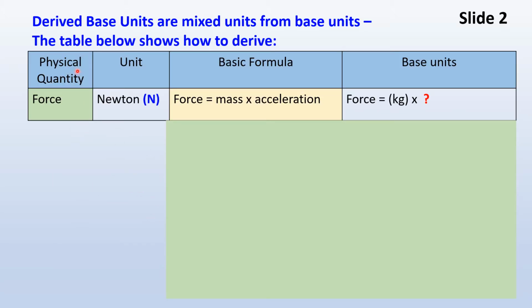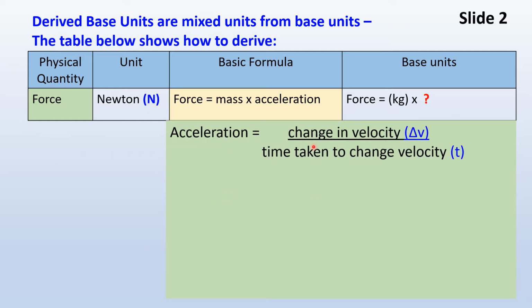So let me start with the physical quantity force. The unit for force is Newton, or uppercase N. The basic formula for force is mass times acceleration. The base unit for mass is kilograms. But what is the base unit for acceleration? In this case, we need to look at the formula for acceleration. It is the change in velocity, or delta V, over the time taken to change velocity, or the letter t. Simply put, it is delta V over t.